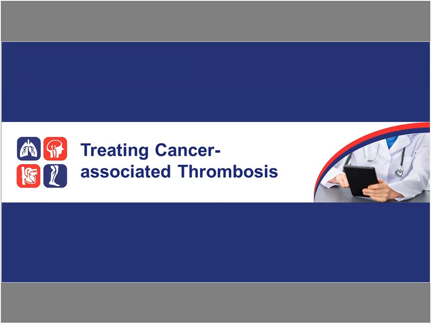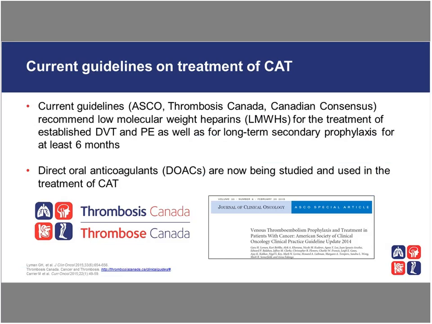So if we went first into looking at how we treat cancer-associated thrombosis, and then we'll explore following that different cases that we have for you tonight to discuss, how to manage specific sort of situations. We'll try to summarize the current guidelines on treatment of cancer-associated thrombosis, and then look at the specific studies. So when we look at the current guidelines, and by current guidelines, I mean the ASCO guidelines, Thrombosis Canada, the Canadian Consensus Expert group that came together and also proposed treatment strategies for patients with cancer-associated thrombosis.